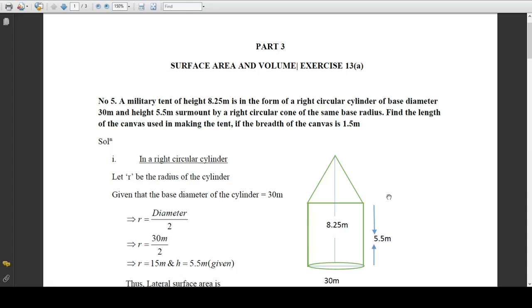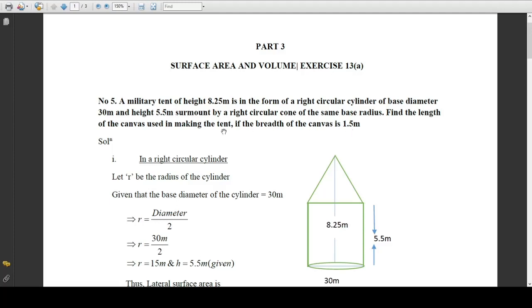Okay, welcome again, students. Now we'll discuss part 3 of chapter 13, starting with problem number 5. A military tent of height 8.25 meters is in the form of a right circular cylinder of base diameter 30 meters and height 5.5 meters, surmounted by a right circular cone of the same base radius. Find the length of the canvas used in making the tent if the breadth of the canvas is 1.5.